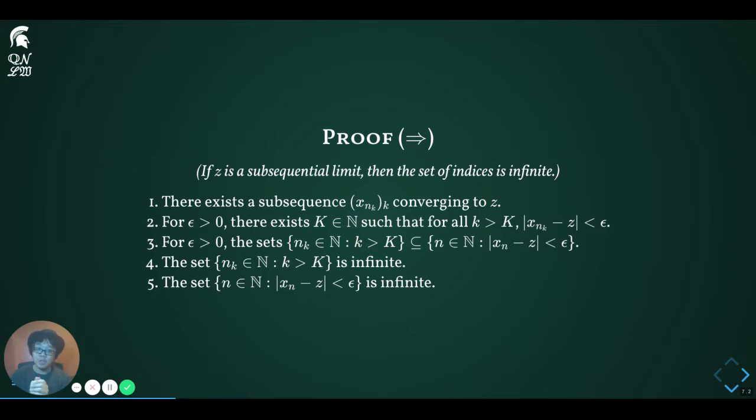Since n sub k is strictly increasing, the corresponding function is injective, and since there are infinitely many small k bigger than capital K, this means that there are infinitely many indices for which x sub n is within epsilon of z. And this is what we aimed to prove.